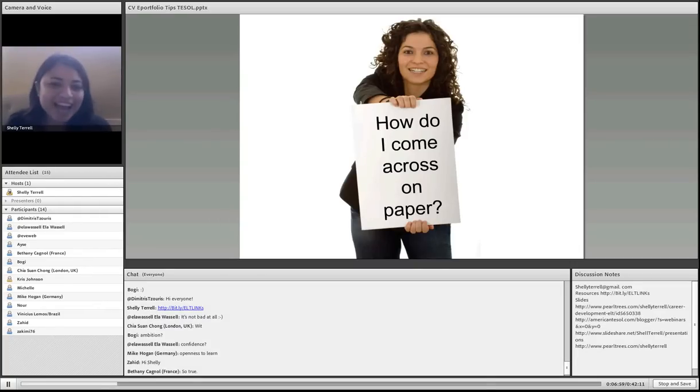First point, how do you come across on paper? Because a lot of jobs, it's still paper-based. You still have to send a cover letter. You still have to send a resume or a curriculum vitae. So paper is kind of one of those mediums that it's really kind of difficult to sell yourself to come across as confident. So how are we going to do that? Well, let's talk about it.